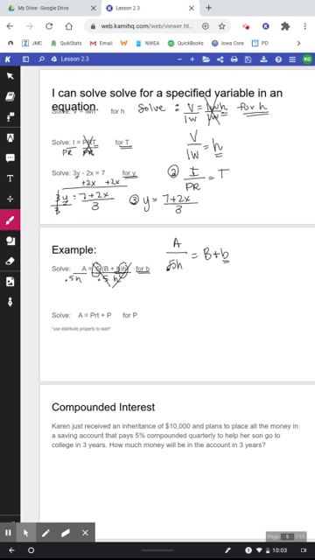And again, I underline the lowercase b. I'm trying to get it by itself. It's being added to big B right now, so I'm going to subtract big B from both sides. And so my final answer is going to be A divided by 0.5h minus big B equals little b.